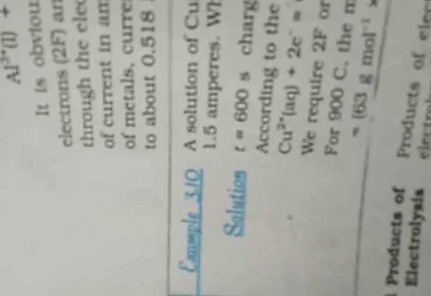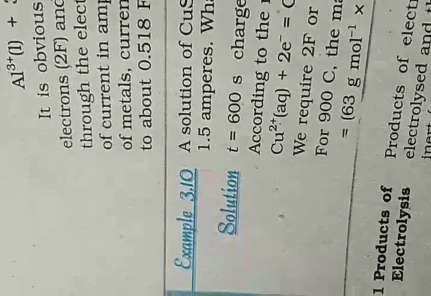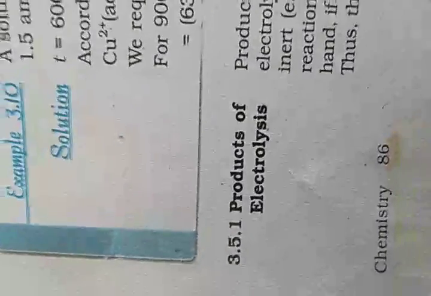Our today's topic is 3.5.1, products of electrolysis. Yesterday I taught you examples up to example 3.10 in part 9. Today's part is part 10, products of electrolysis.